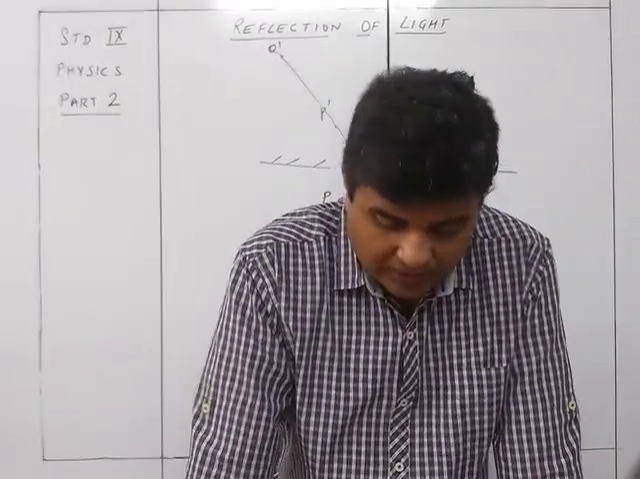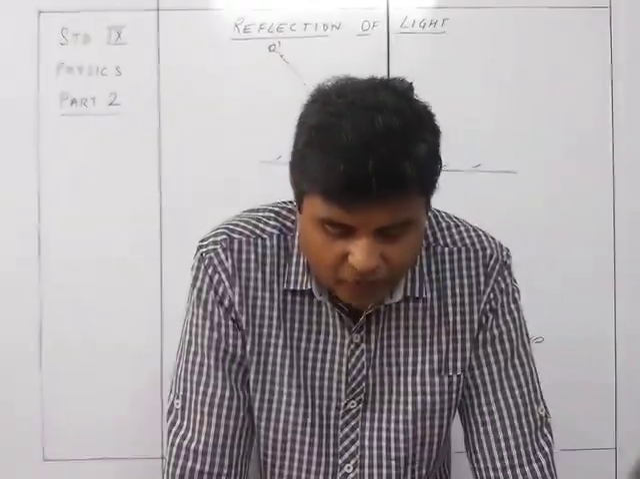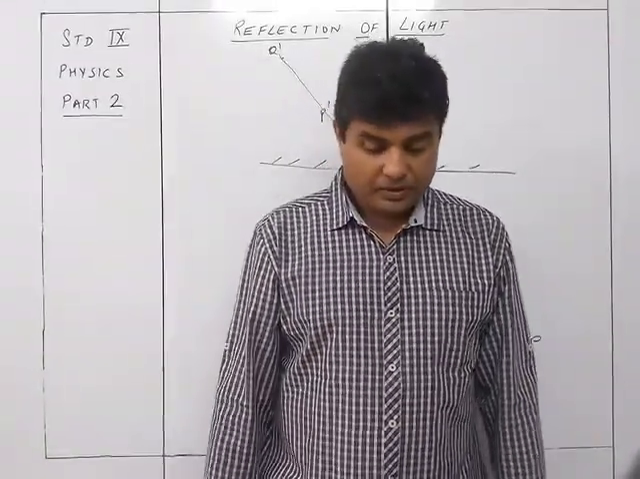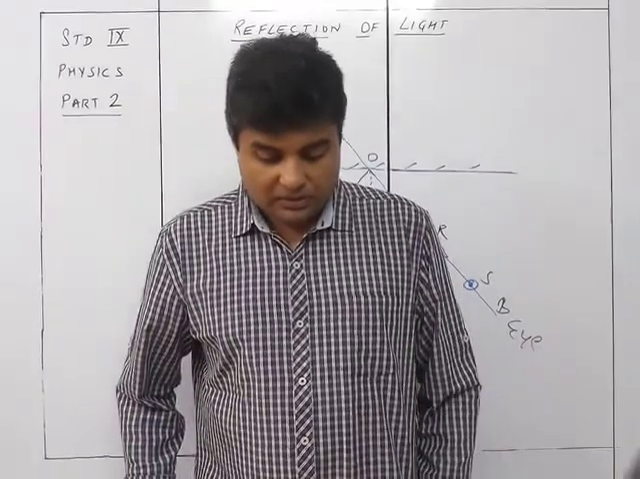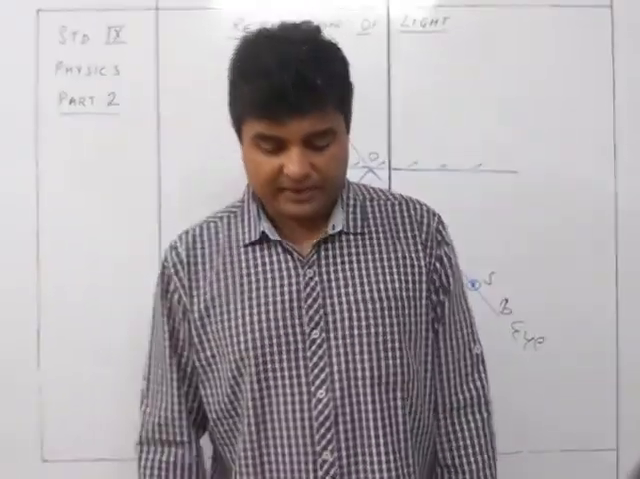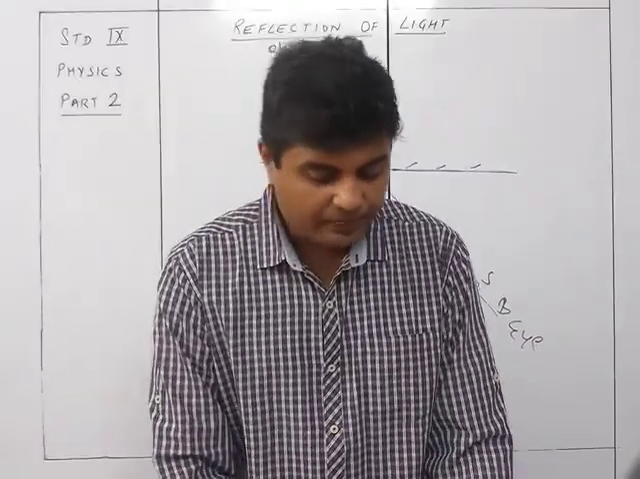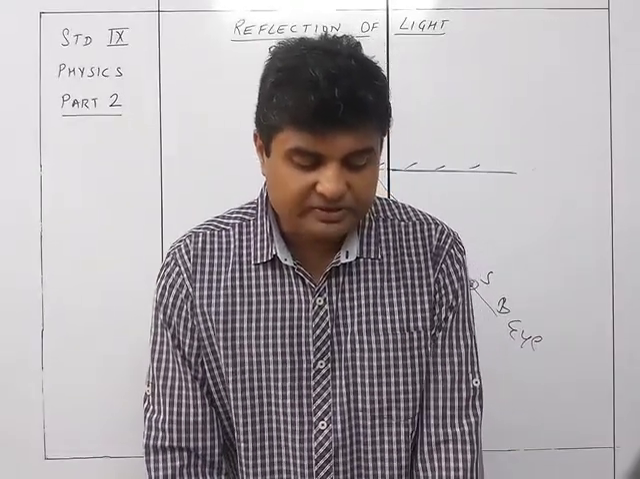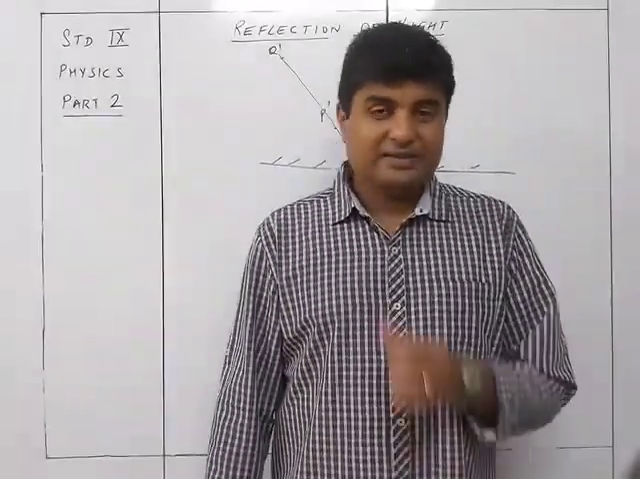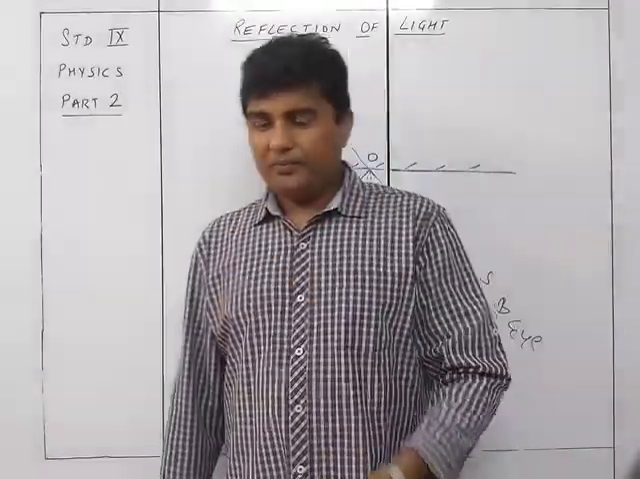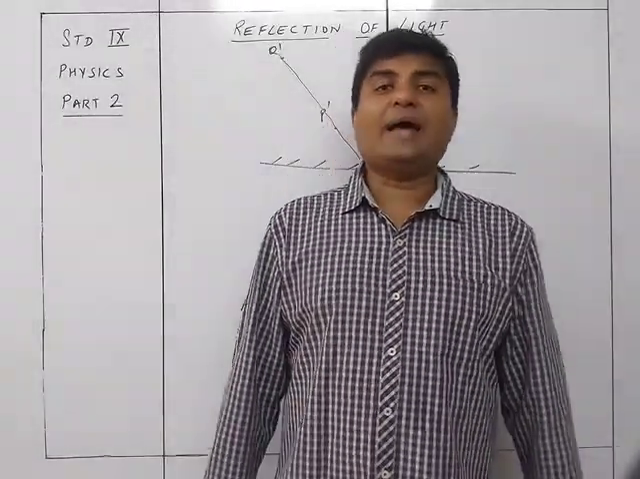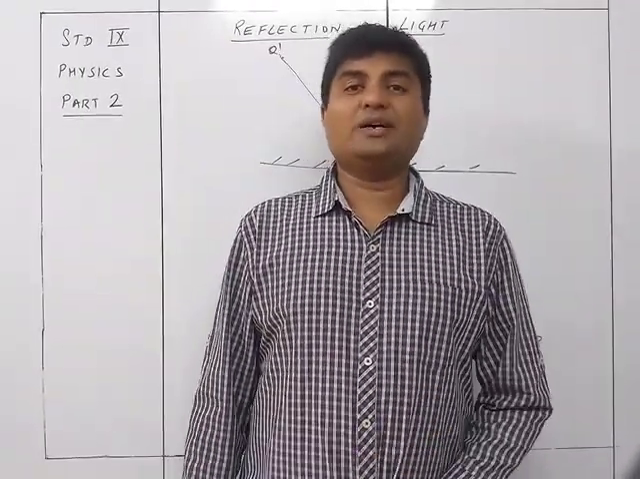Real image. The image which can be obtained on a screen is called a real image. It is formed when light rays after reflection actually intersect. It is inverted. For example, from a distant object, the image formed by a concave mirror is real. So when you talk about a real image, it will be that image which can be seen on a screen.